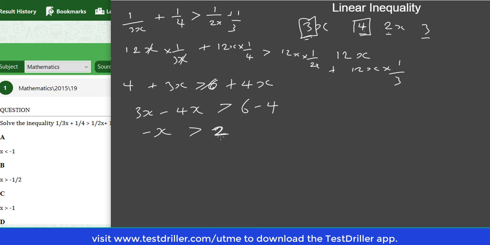So what's the next phase? The next phase is to remove the negative sign on the x, and that simply means you multiply both sides by minus 1, or you divide both sides by minus 1. So if you multiply both sides by minus 1, you're going to change the sign from greater than to less than, and that gives 2 times minus 1. Therefore, x is less than minus 2. So this is the answer to this question.